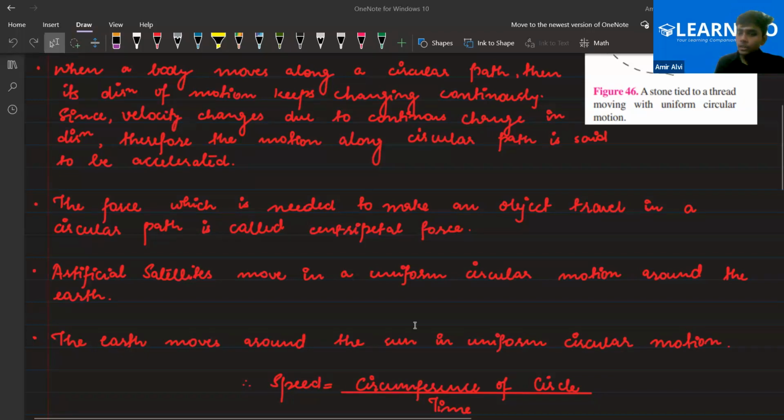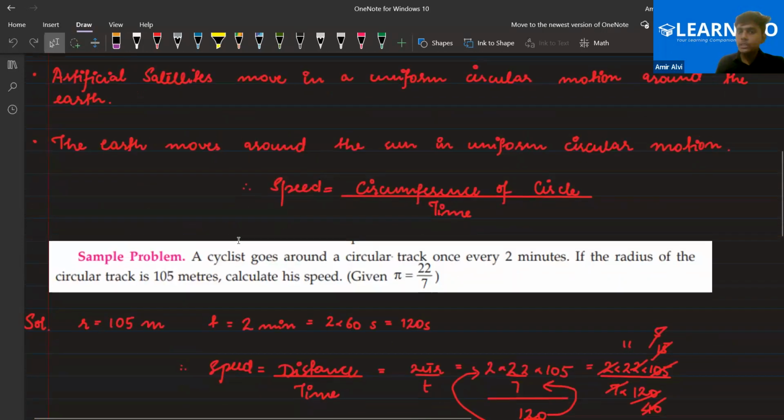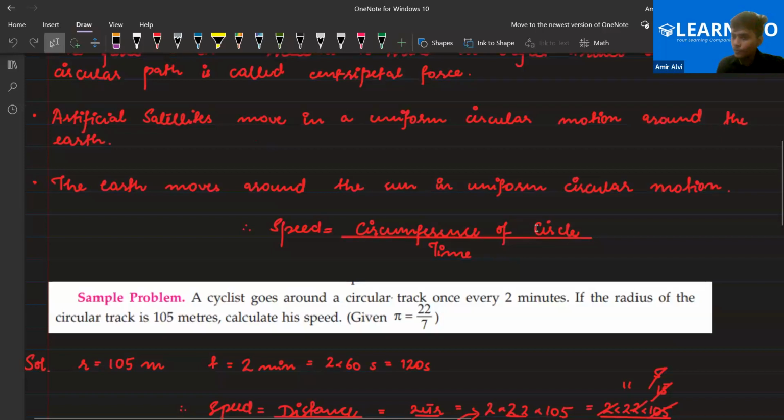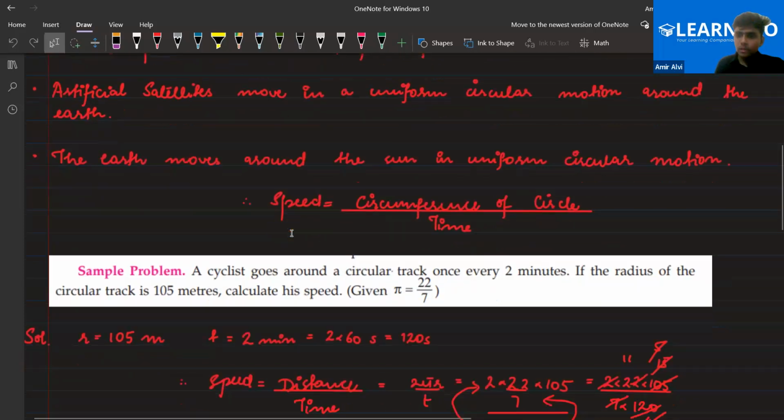The Earth moves around the sun in uniform circular motion. If you want to calculate the speed in this case, the circumference of that orbit divided by time will give you the speed. Is this clear to all of you? Yes, sir.